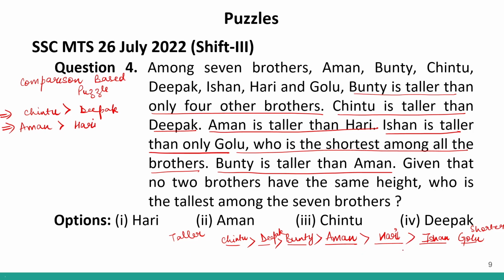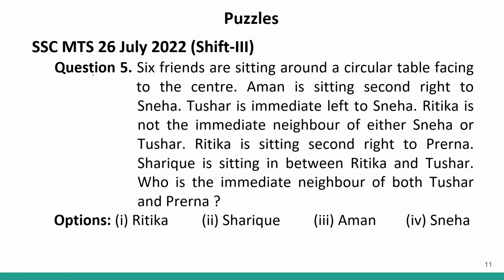Hari is taller than Ishan. And Ishan is taller than Golu. So no two brothers have same height. That is why we have this arrangement. We have to find out who is the tallest among the 7 brothers. So the tallest person is Chintu. My answer will be option number 3, Chintu. Correct? This will be my answer, option number 3. Clear? Moving on to question number 5.